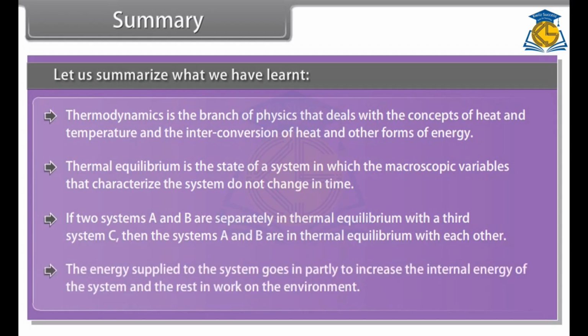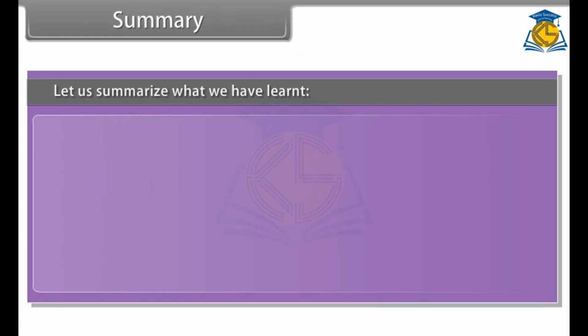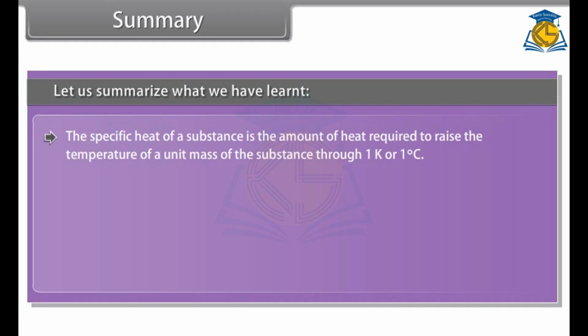The energy supplied to the system goes partly to increase the internal energy of the system and the rest in work on the environment. The specific heat of a substance is the amount of heat required to raise the temperature of a unit mass of the substance through 1 Kelvin or 1 degree Celsius.